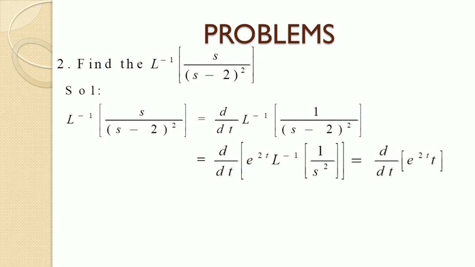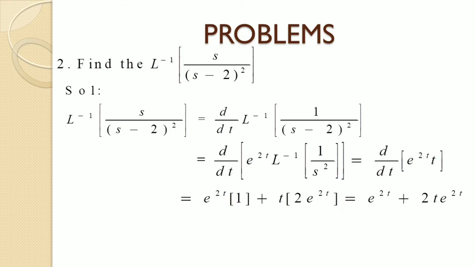Here d by dt into e power 2t L inverse of 1 by s squared. Now L inverse of 1 by s squared is t. So d by dt into e power 2t into t. Now differentiating with respect to t, and it is in product form.